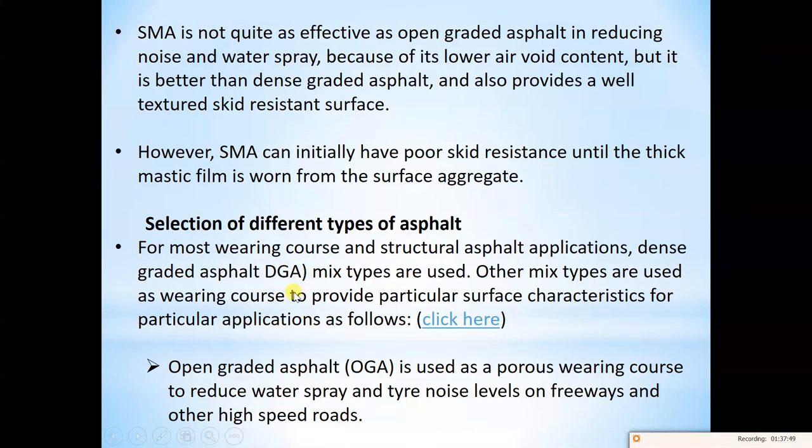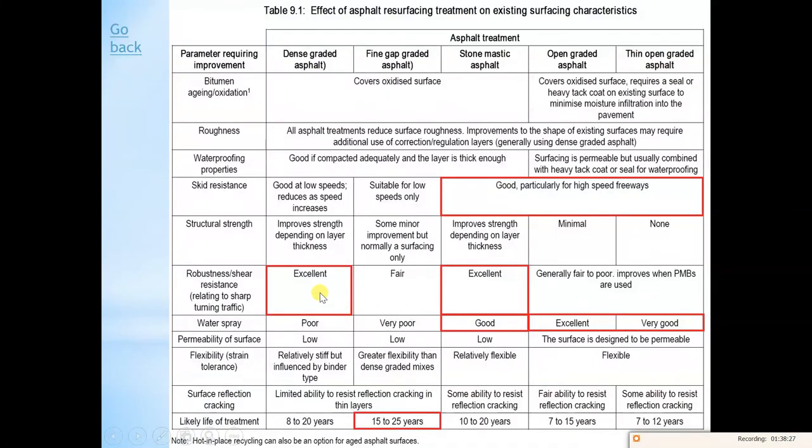So the DGA is the most common type of asphalt. It can be used for light traffic, for medium traffic, and for very heavy traffic. You can achieve that by varying the type of binder and the aggregate as well. You can vary the types of aggregate to be used. So the DGA is an all-rounder asphalt. But other things you could do are okay too.